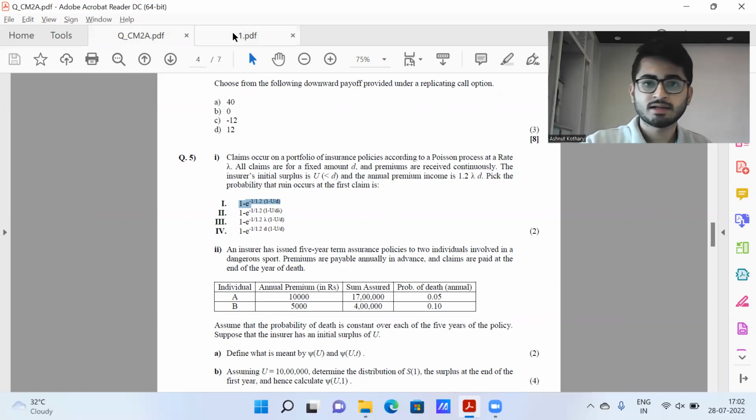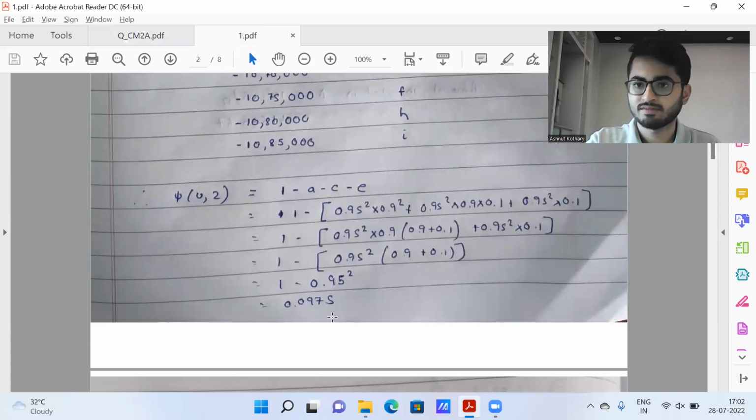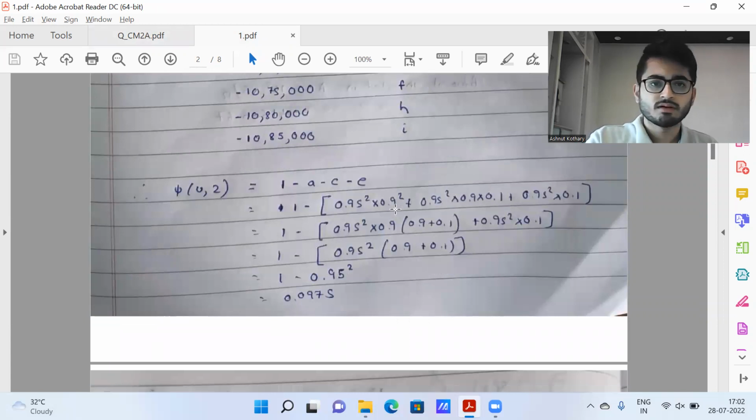So you can think that the probability of making a claim in the first year is 0.05. It doesn't matter what B does. The probability that A makes a claim is 0.05 plus, in the second year, 0.95 into 0.05. So 0.05 plus 0.95 into 0.05 will give us the answer as well, and that will give us the same thing, 0.0975.